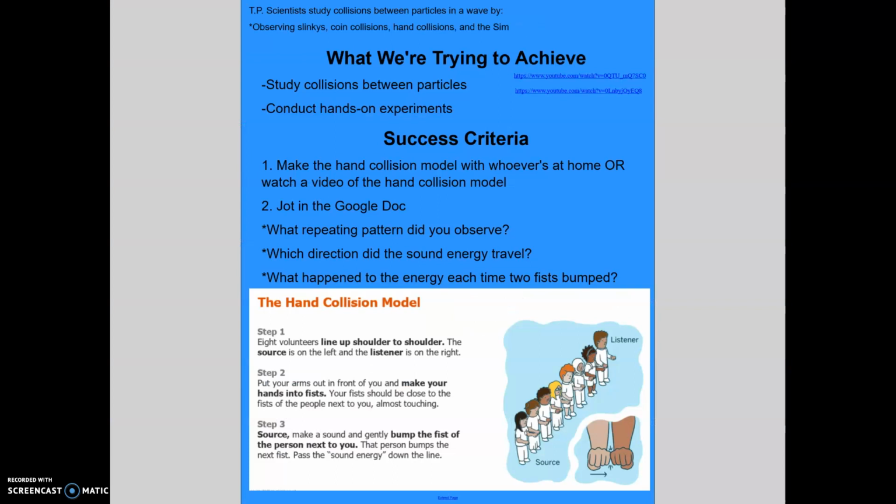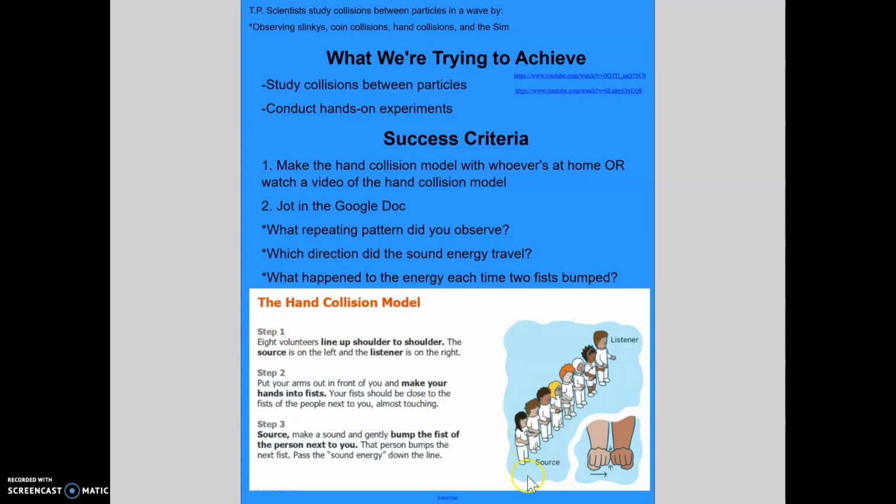Today, you guys are going to try one final experiment called the hand collision model. So you have two choices here. You could actually make this hand collision model with whoever's at home with you. If you don't have enough people, feel free to watch one of the videos and you can watch someone do this hand collision model. If you would like to do it though, you're going to have people line up shoulder to shoulder. It doesn't need to be 8 people.